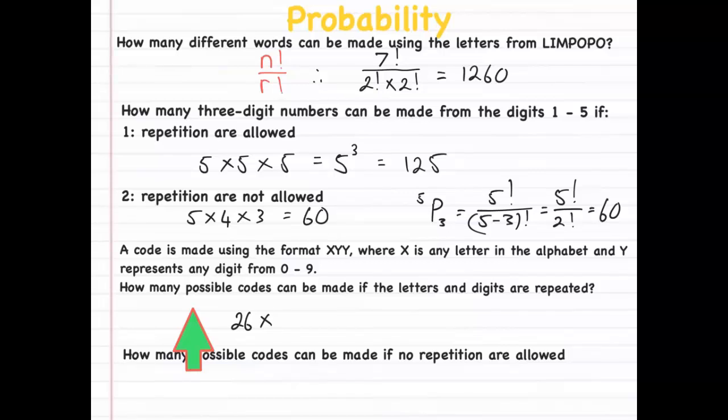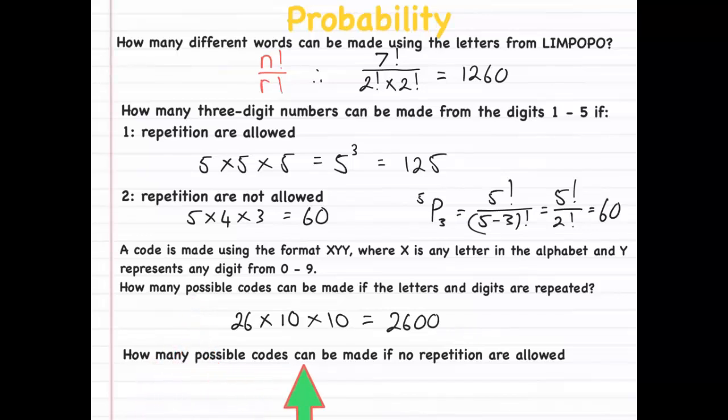So times 10. And remember, we are allowed to repeat. And then for the last one, it's also digits or numbers. So there's also 10 of them. So multiplied by 10. And this equals 26 times 10 times 10. We basically just add 2 zeros, which is 2,600 different possible codes.